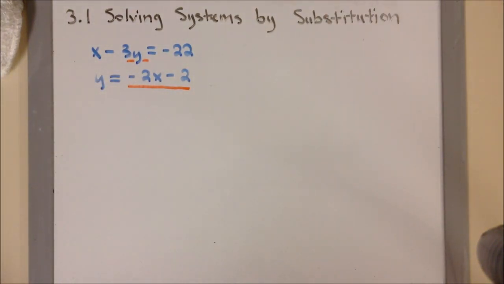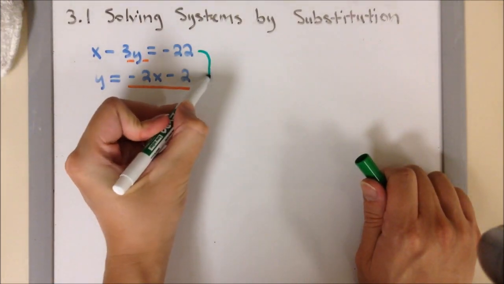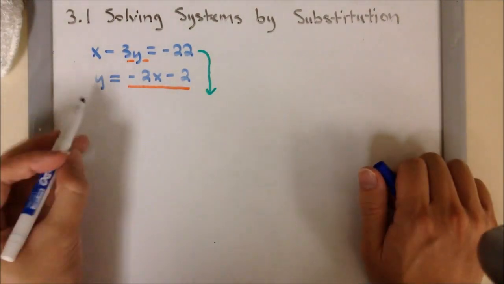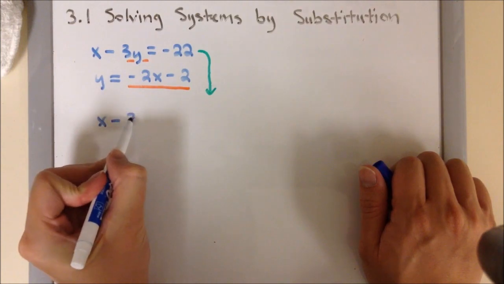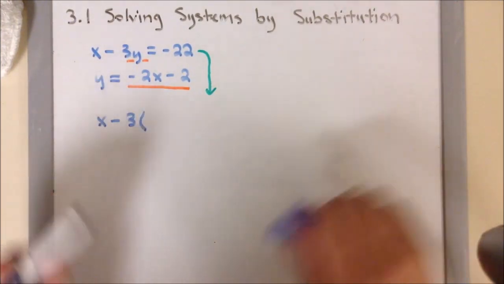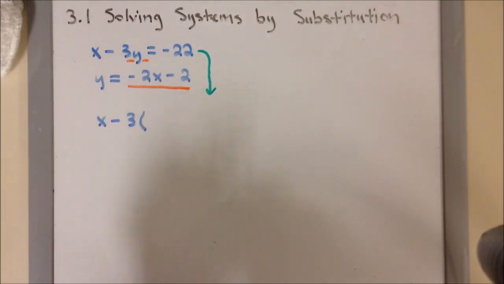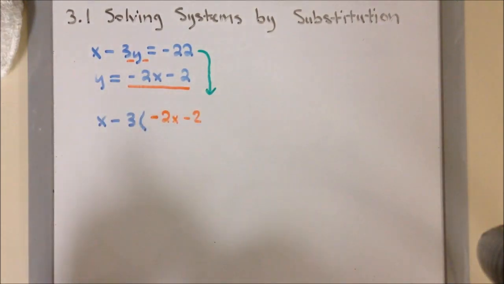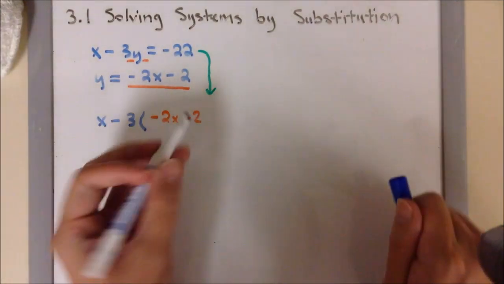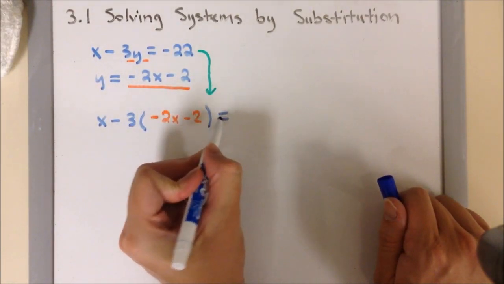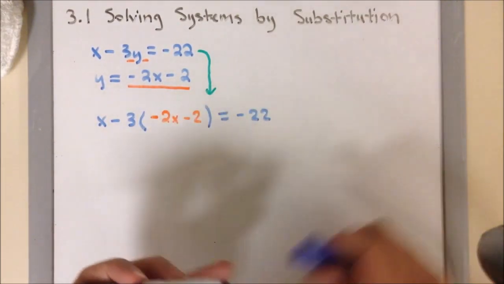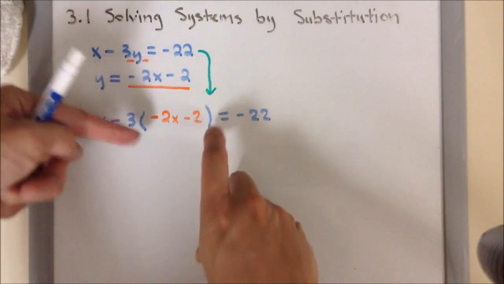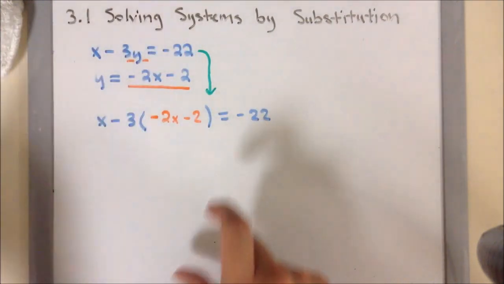So doing so, our first equation will look different. So first is x minus 3, parenthesis, instead of y, it's going to be negative 2x minus 2, close parenthesis, equal negative 22. So here's my x, here's my minus 3. Instead of y, it will be negative 2x minus 2 in parenthesis, and then equal negative 22.